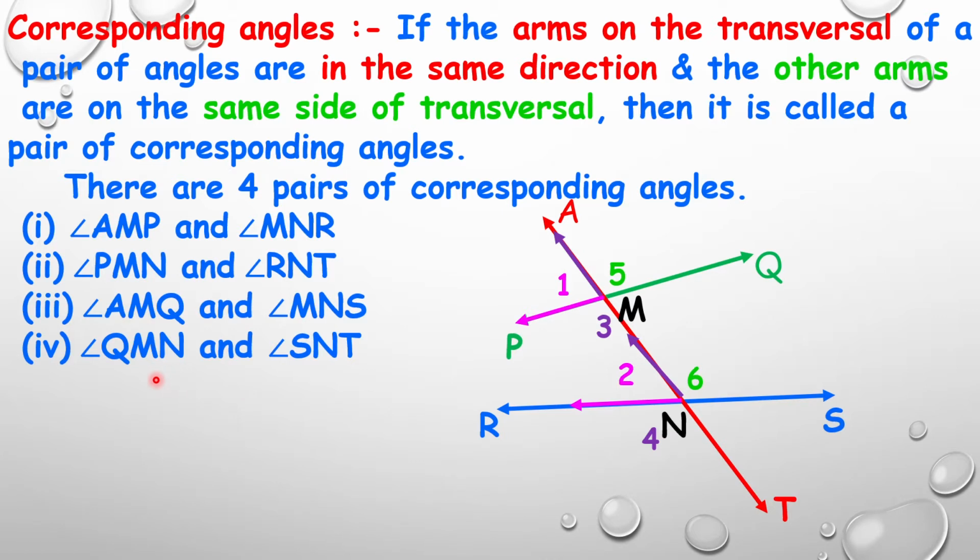Fourth pair of corresponding angle is angle QMN and angle SNT. In figure, angle QMN and angle SNT. Arms on the transversal are MN and NT are in the same direction, and arms MQ and NS are on the same side of transversal. Pair of angles shows by number 7 and 8.